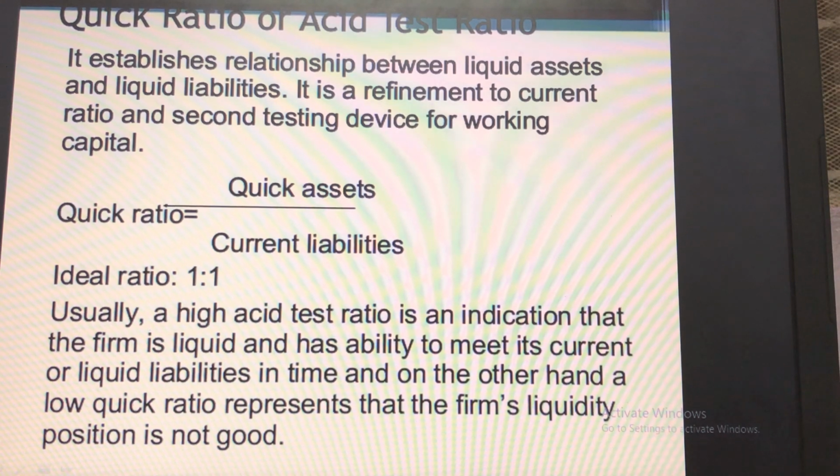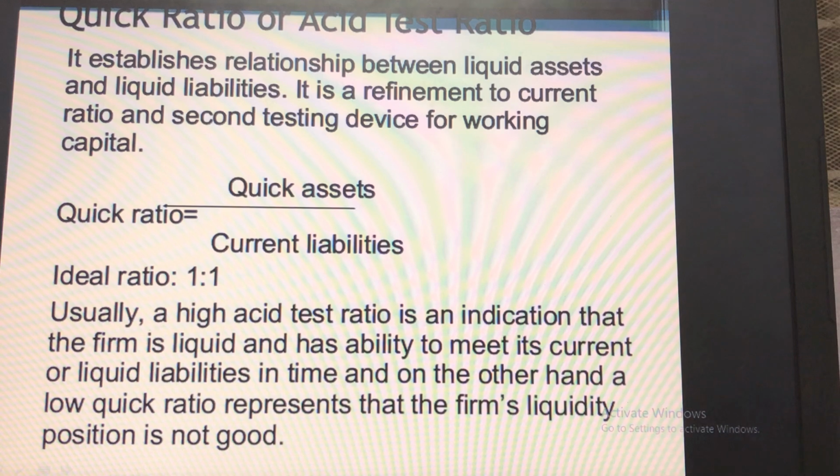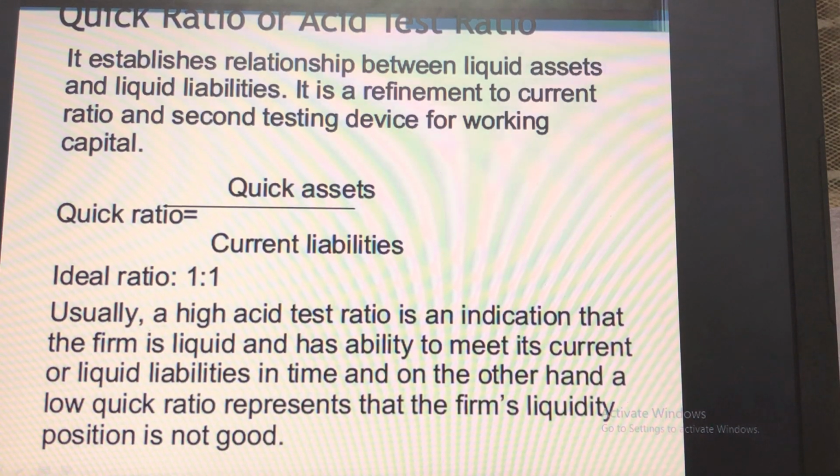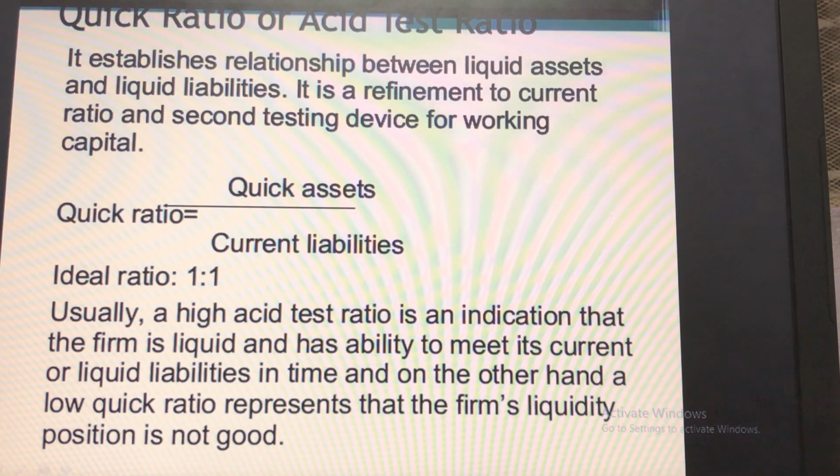Now quick ratio. Quick ratio is also called as asset test ratio. It establishes relationship between liquid assets and liquid liabilities. It is a refinement to current ratio and second testing device for working capital. The formula of quick ratio is equal to quick assets divided by current liabilities. The quick ratio, always the ideal ratio is 1:1.